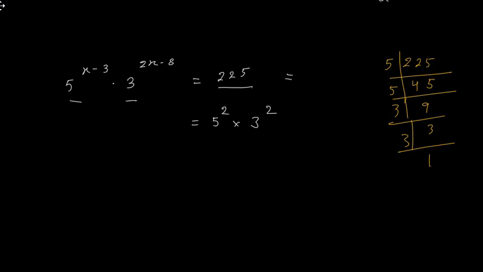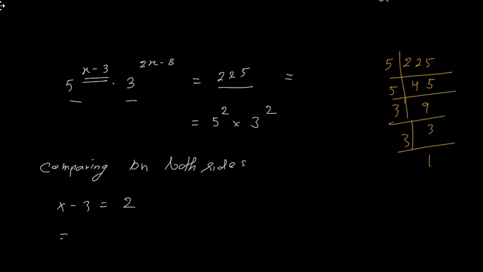So I will say that comparing on both sides, we get x minus 3 equal to 2, since here it is 5 power 2. So x minus 3 is 2. This gives me the value of x as 2 plus 3, which is equal to 5.